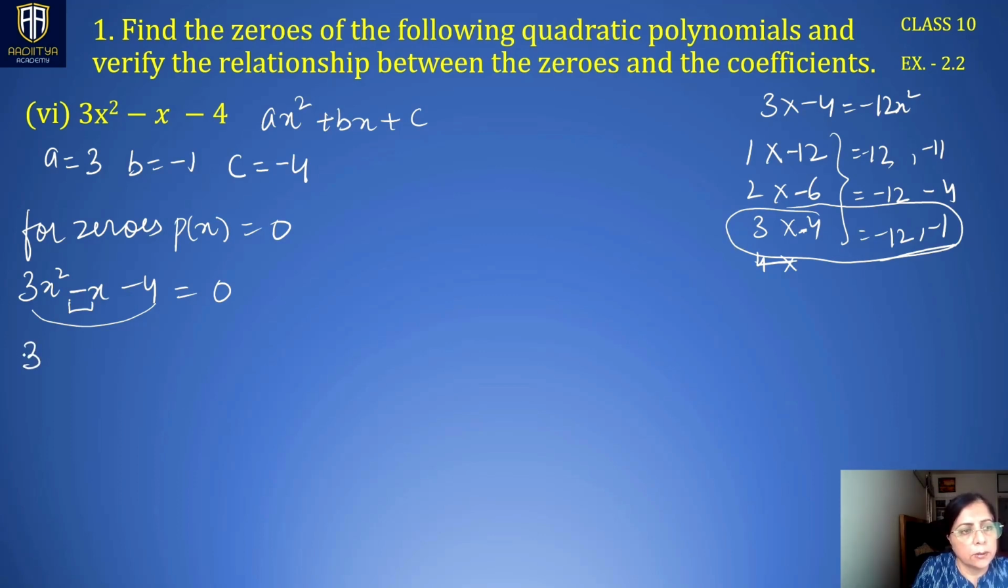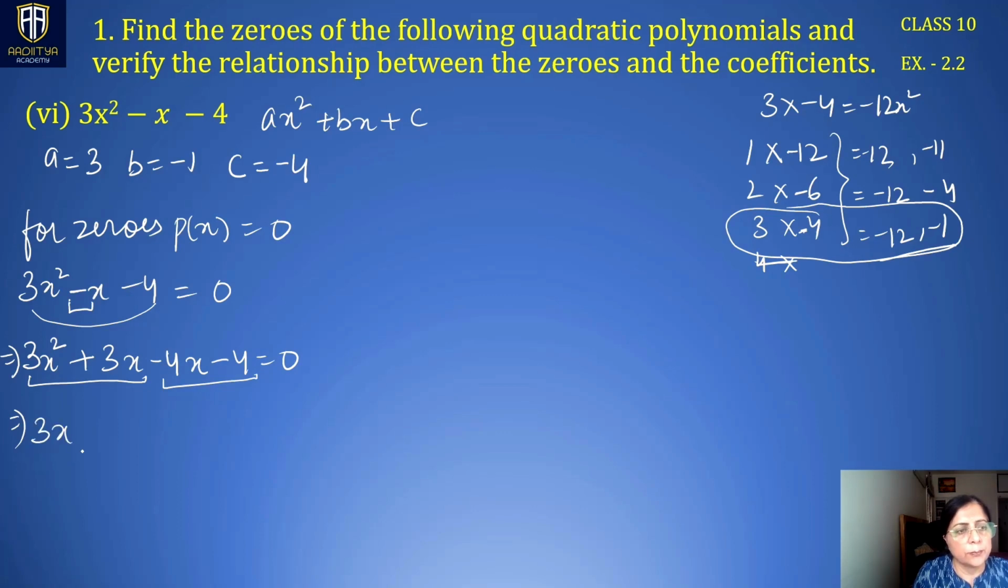So I am splitting the middle term here. Negative x can be written as positive 3x and negative 4x. So these two and these two, grouping these 4 terms into 2. In the first 2 terms, we have 3x common. After taking out 3x, we are left with x at the first place and 1 at the second place. From the next group, we have negative 4 common.